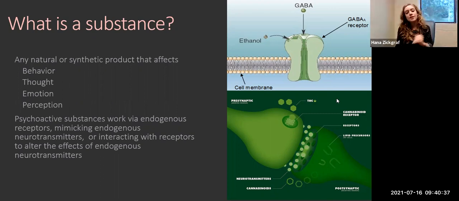THC, on the other hand, the THC that we consume by smoking or eating cannabinoid products, has the same shape as the endocannabinoids, the natural cannabinoid neurotransmitters that bind to cannabinoid receptors in our body. So THC molecules bind directly to endocannabinoid receptors on our cells, and they have the same effect as our naturally produced endogenous cannabinoids.